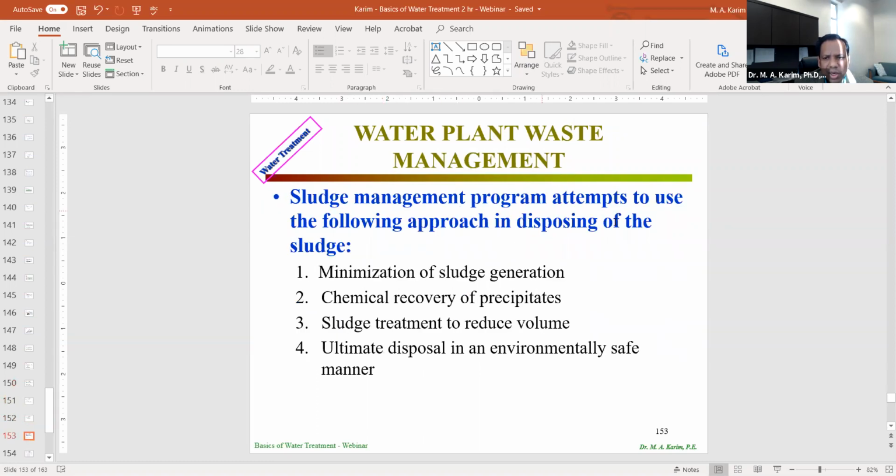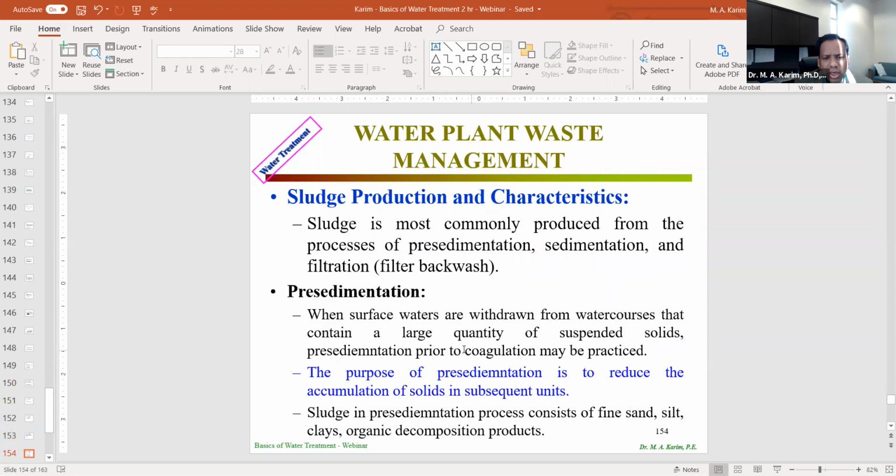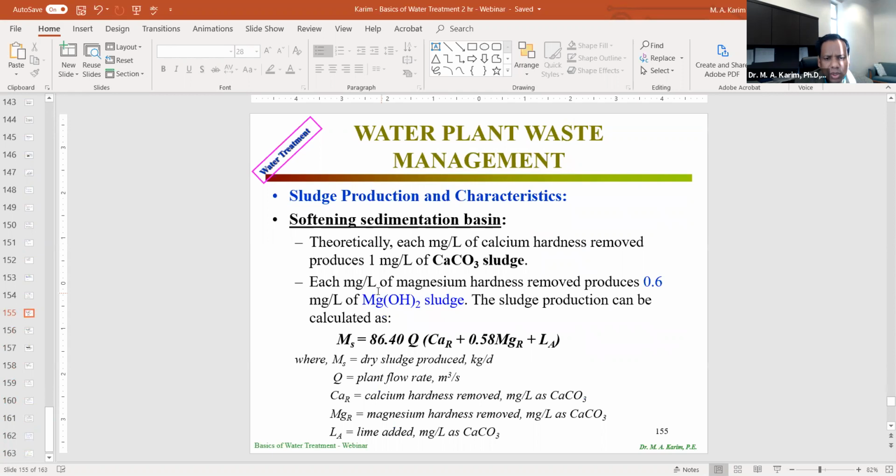And finally, sludge management comes to the following approach: minimize the sludge generation, chemical recovery, sludge treatment, ultimate disposal. It could go to the landfill or some other way. So here are some of the calculations we can use to know which part creates how much of the sludge mass-wise, so we know how much to dispose of.